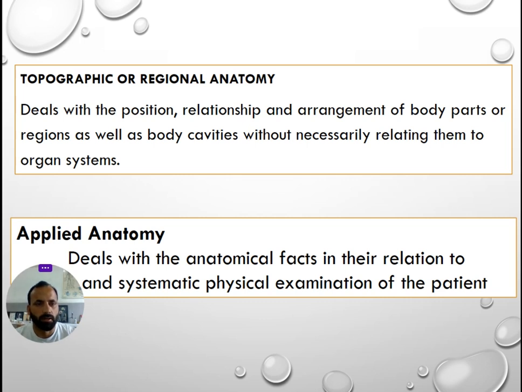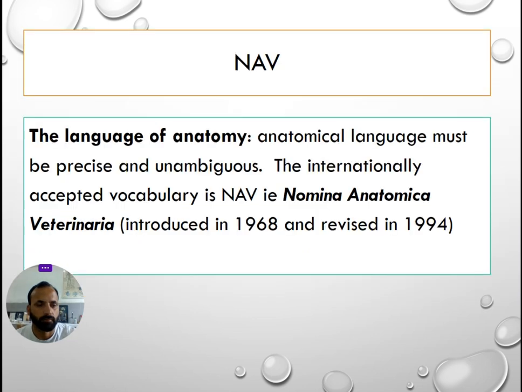Topographic or regional anatomy describes the position, relationship, and arrangement of the body parts. Then there is applied anatomy. After studying the anatomy, when you apply it from a clinical point of view, for physical examination of your patient, that is basically applied anatomy.